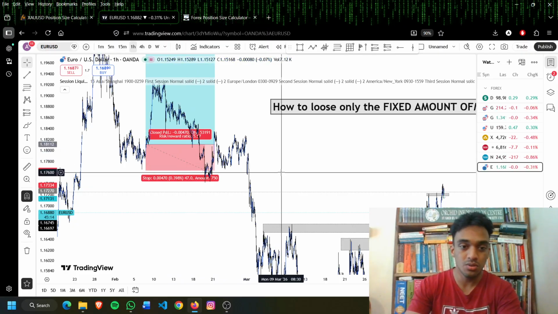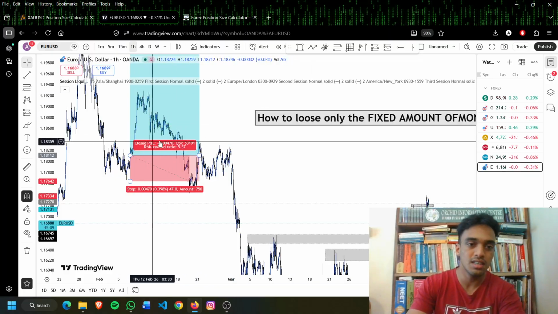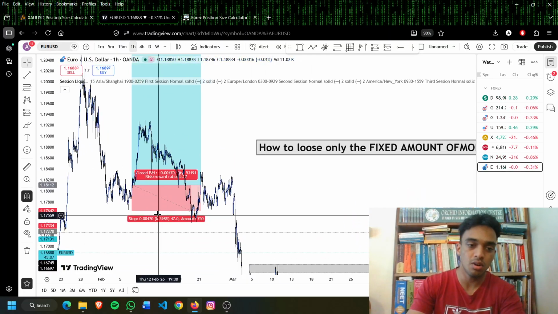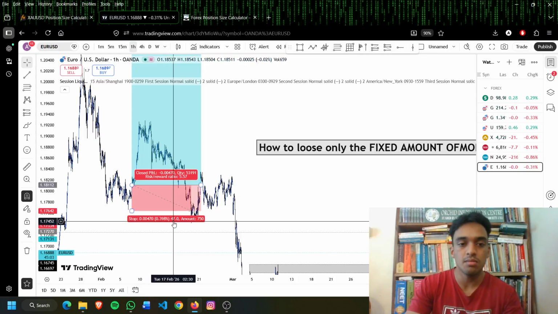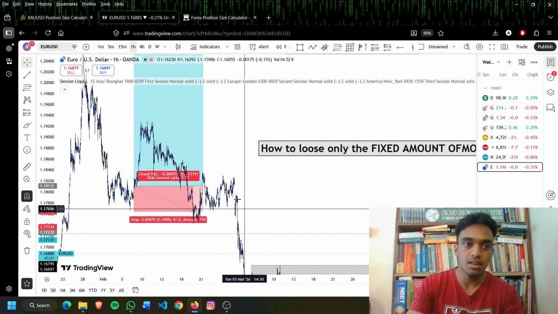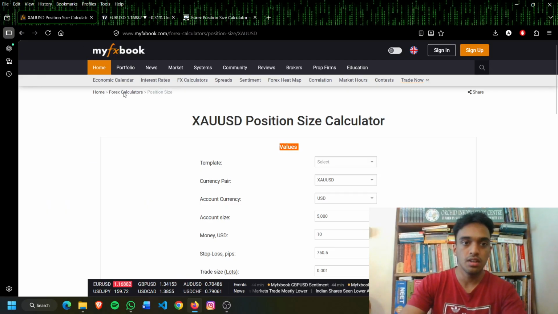To do that, you mark this tool, which is really important. You put this and mark where your stop loss should be. See this amount, 47. That is the amount which you have to enter. We are going to use a position sizing tool, which is this.